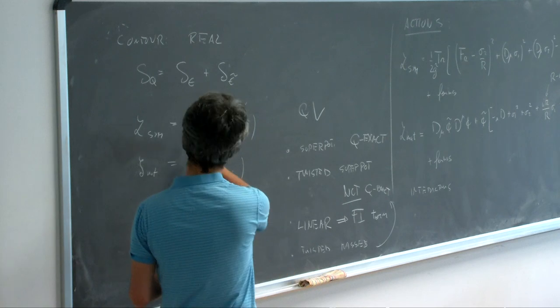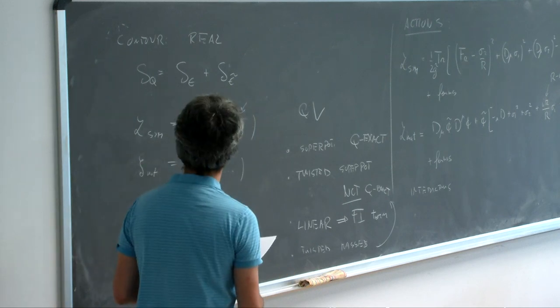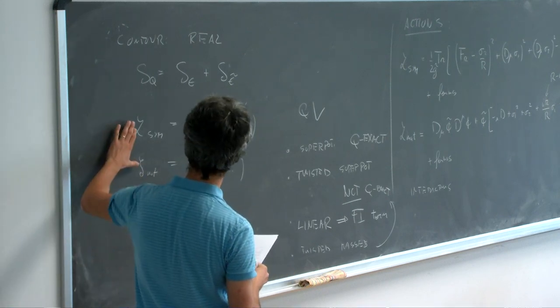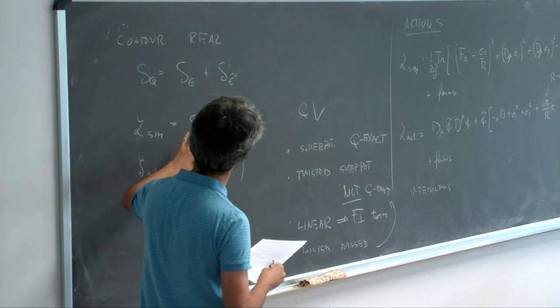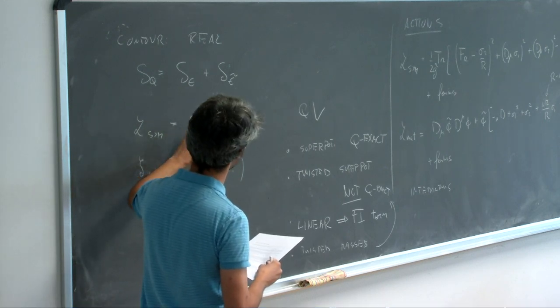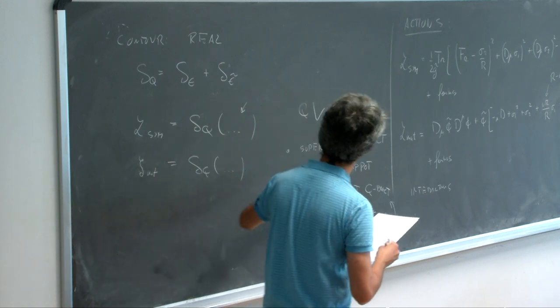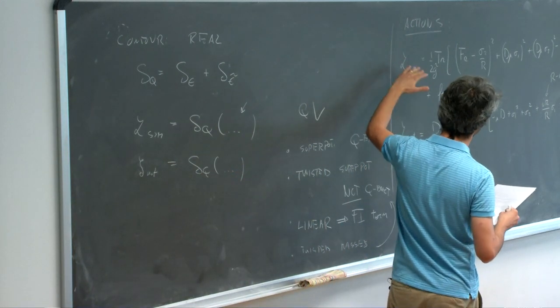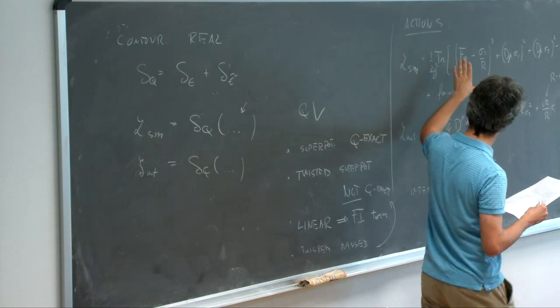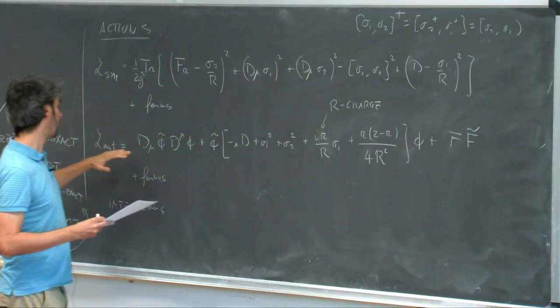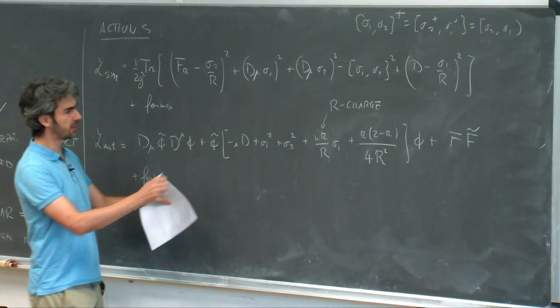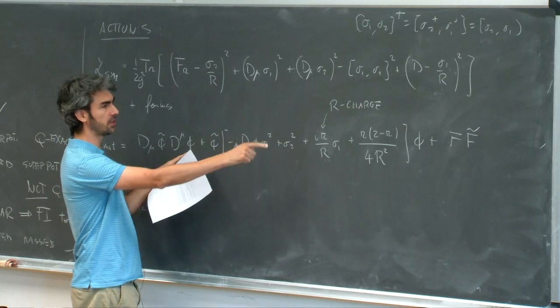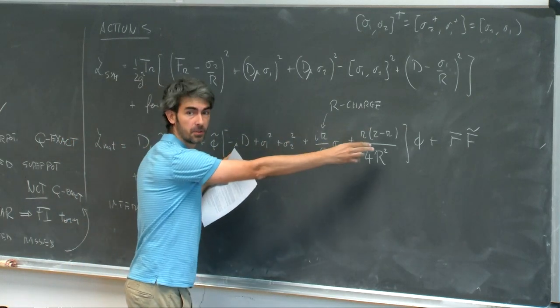So we can try to use these two actions as localizing terms. Now here, because of lack of time, I'm not going to do the full details. Using these super Yang-Mills terms is perfectly okay, because along the contour this is positive definite. Now this one is not, strictly speaking, positive definite. For instance, it's positive definite once you fix this object here.